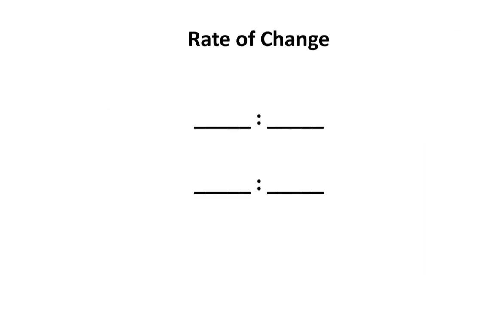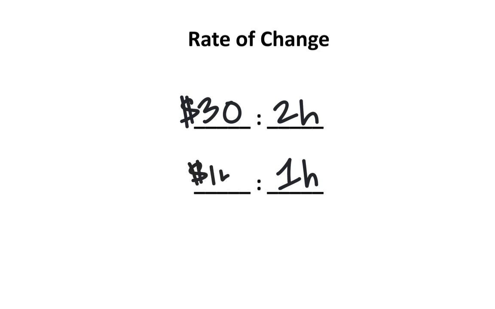The rate of change is really just a ratio. So if I am making $30 every 2 hours, I want to know how much money I'm making for every 1 hour. There are different ways to solve this ratio. You can use mental math or you can use cross multiplication. I'm going to use mental math here. So if I make $30 for every 2 hours, that means I'm going to make $15 for every 1 hour. This means that my rate of change is 15.